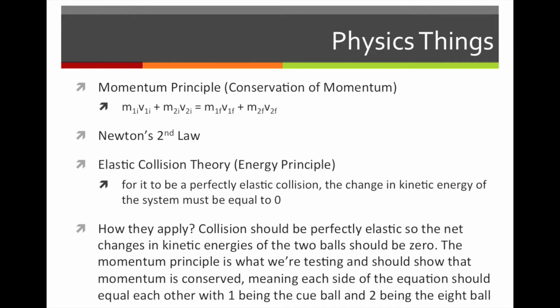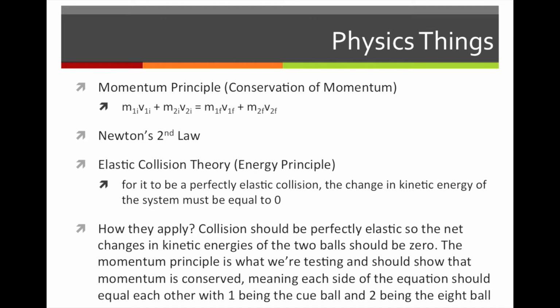So the physics principles that we're going to use are the momentum principle, Newton's second law, and the elastic collision theory. The elastic collision theory is basically the energy principle. With momentum, we'll go back up to the top here. The momentum principle says that m1v1 plus m2v2 equals m1v1 plus m2v2. So the initial momentum is equal to the final momentum. Since the masses are the same, we can simplify it to v1 of the cue ball plus v2 of the 8 ball equals v1 of the cue ball plus v2 of the 8 ball.